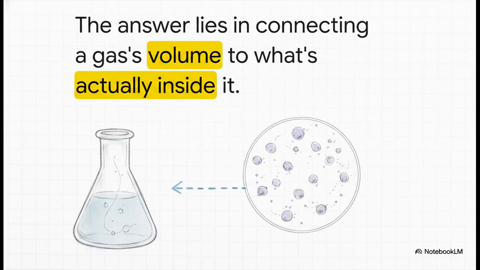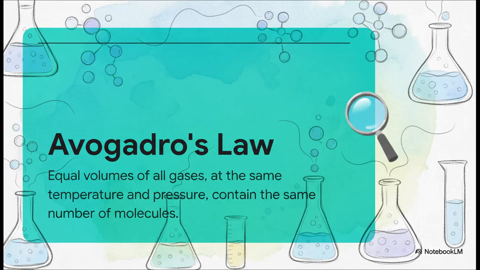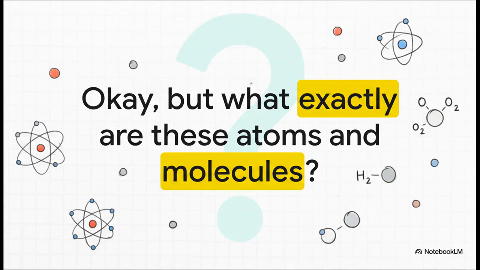The answer is all about connecting the volume of a gas to what's actually inside it. This means volume is basically a way to count molecules without ever having to see them. Okay, so let's get specific. What exactly are these atoms and molecules we're talking about?